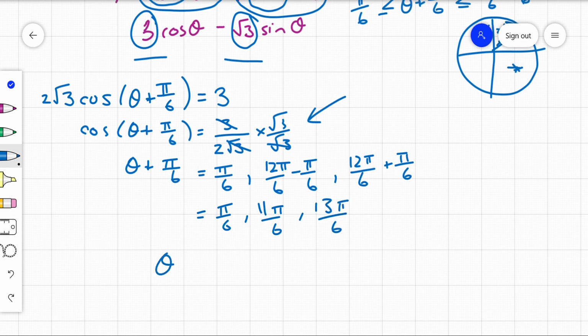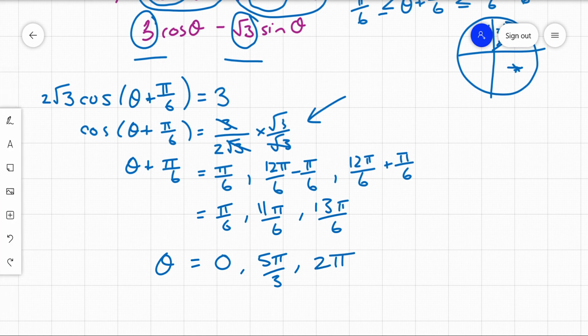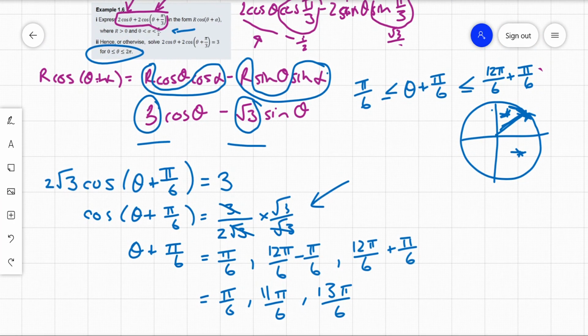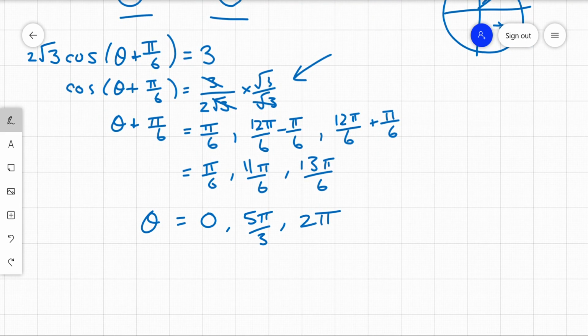What I'm doing now to find theta is subtracting pi on 6. That'll give me a 0, a 10 pi on 6, which is the same as 5 pi on 3, and a 12 pi on 6, which is the same as 2 pi. If I just check, are those in the original limits of 0 to 2 pi? Yes, our answers are between 0 and 2 pi. So we're okay: 0, 5 pi on 3 and 2 pi. It's pretty common for people to miss out the third answer in that case, so be really careful.